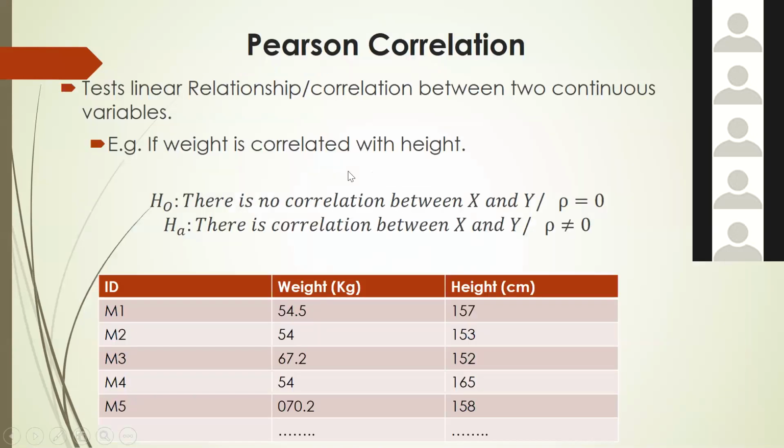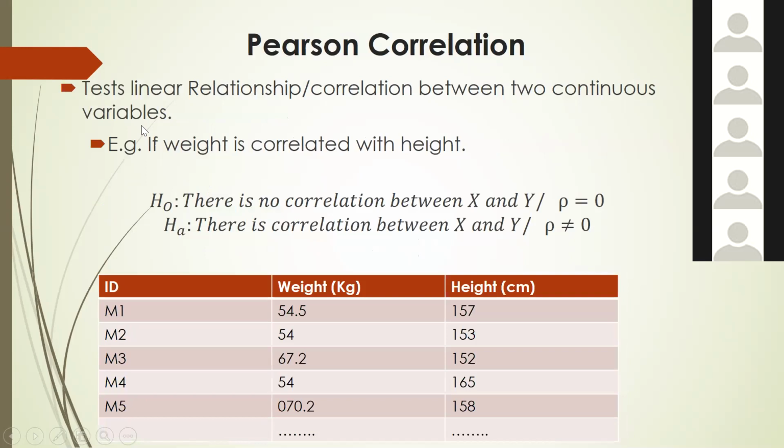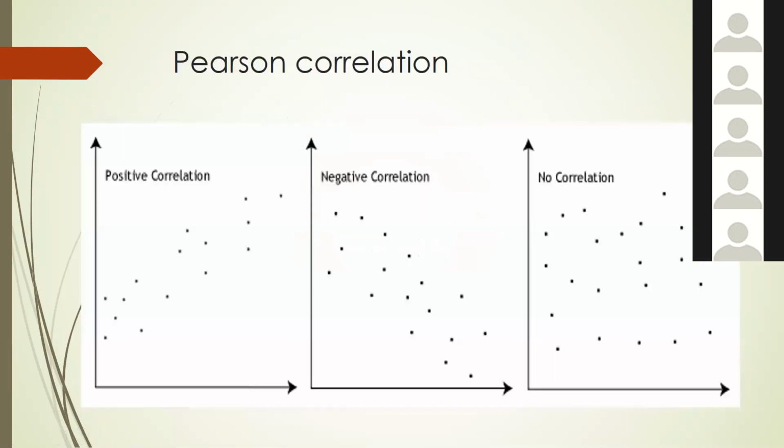It is testing the linear relationship between two variables that are continuous, unlike the chi-square, which is testing for an association between two variables that are categorical in nature. So that is the Pearson correlation.